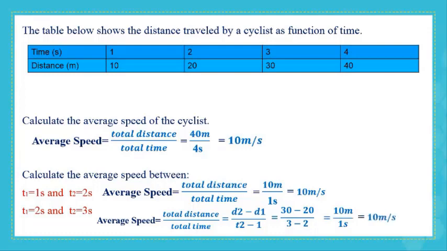As a conclusion, to calculate the average speed between two instants, we use the formula d2 minus d1 over t2 minus t1. d2 minus d1 represents the total distance covered between the two chosen instants. t2 minus t1 represents the duration between the two chosen instants.